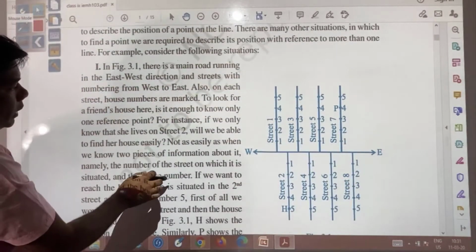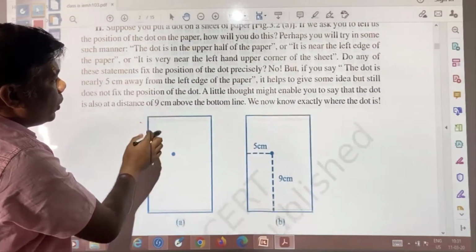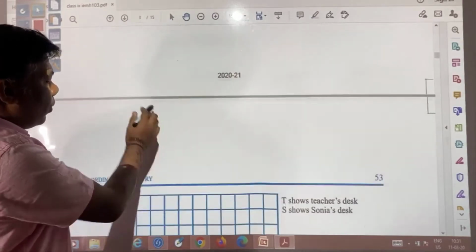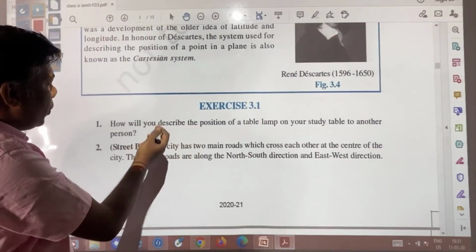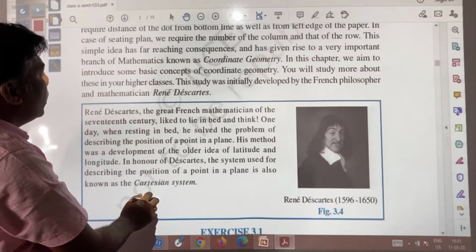These things I hope you will understand, just go through them properly. I don't think you will have any difficulty. And one exercise is also there, exercise 3.1, just go through it, you will come to know.